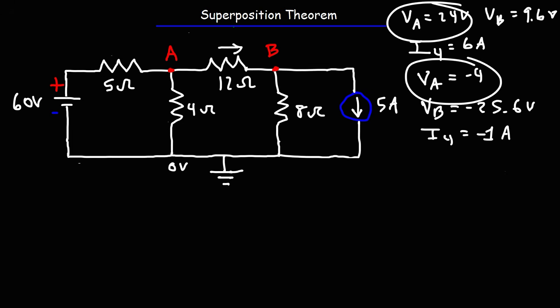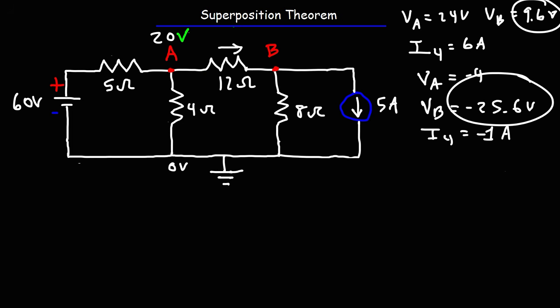So the potential at A was 24 volts in the first part of the problem and negative 4 volts in the second part of the problem. So with the two power sources being present, the potential at A is now going to be 24 plus negative 4 volts. So this is going to be 20 volts. The potential at B is going to be the sum of these two. So it's 9.6 plus negative 25.6, which is just 9.6 minus 25.6, and that's going to be 16 volts. But not positive, but negative 16 volts.